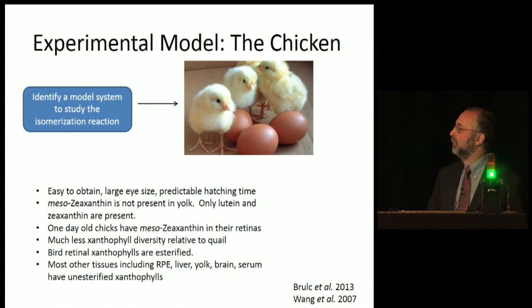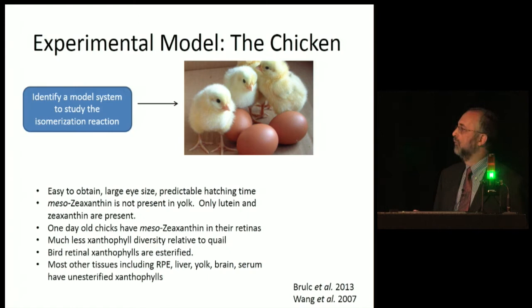And also, in a very important paper that was published, I think in 2007, out of Connor's laboratory in Portland, it was already known that one-day-old chicks have detectable meso-zeaxanthin in their retinas. So something's going on. We know that they're starting out with no meso-zeaxanthin in the yolk, but they already have meso-zeaxanthin in the retinas. We already talked about why chickens are better than quails in terms of their diversity.